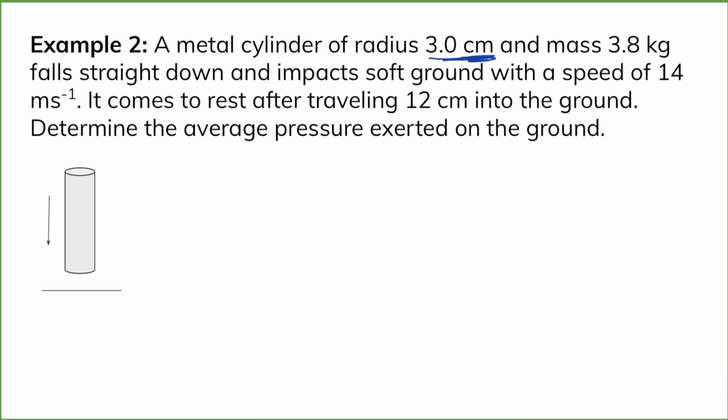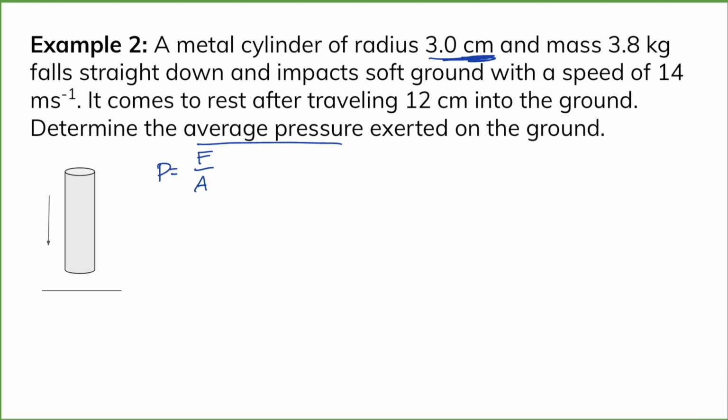So this is a multi-step problem here. There's a few things we need to figure out. So if I think to the end, I need to find the average pressure. And I know that pressure is force per unit area. And I have the radius of this cylinder here. It's 3 centimeters. So I know I can find the area. Problem is, how am I going to find the force?